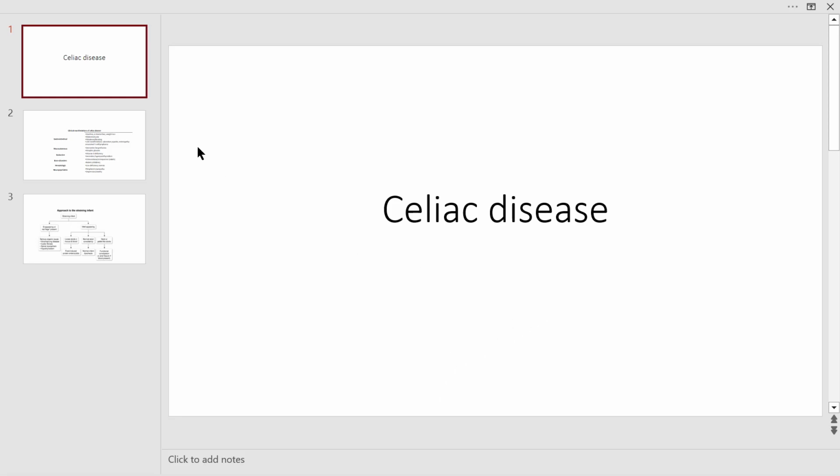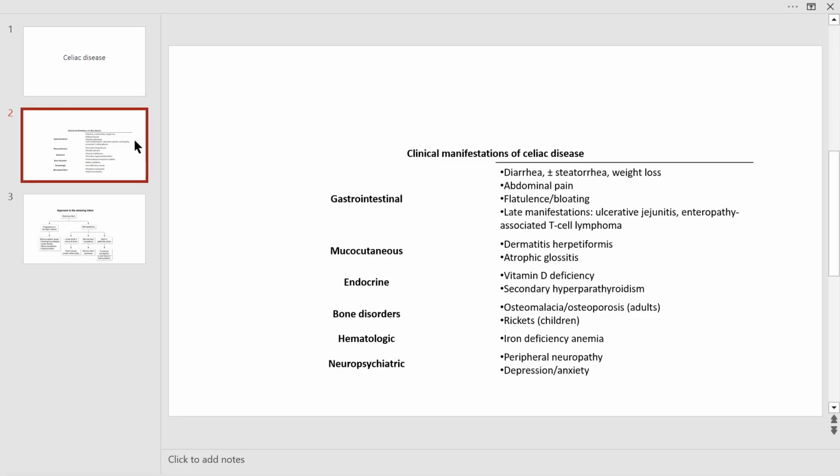Some clinical findings in celiac disease: in the GI tract, there may be diarrhea, steatorrhea, weight loss, abdominal pain, and flatulence. In late manifestations, there may be ulcerative jejunitis and enteropathy-associated T cell lymphoma. The most common skin manifestation found in celiac disease is dermatitis herpetiformis. Sometimes there may be a tongue problem, atrophic glossitis.